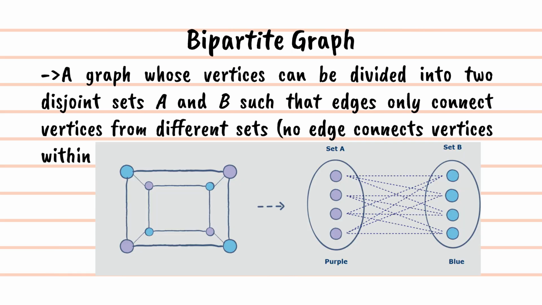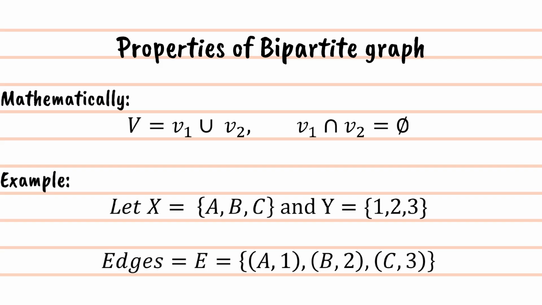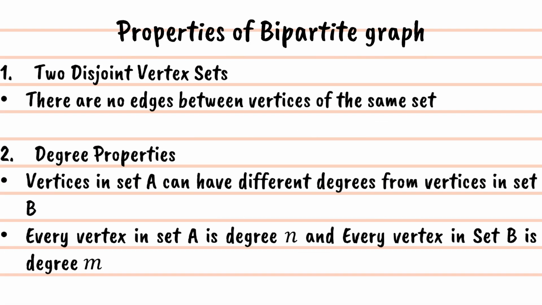A bipartite graph's vertices can be divided into 2 disjoint sets, A and B, such that edges only connect vertices from different sets, not within the same set. Mathematically, for a bipartite graph, the vertex set V is the union of 2 disjoint sets, V1 and V2, where their intersection is empty. The properties of a bipartite graph include 2 disjoint vertex sets with no edges between vertices of the same set. Vertices in set A can have different degrees from those in set B.